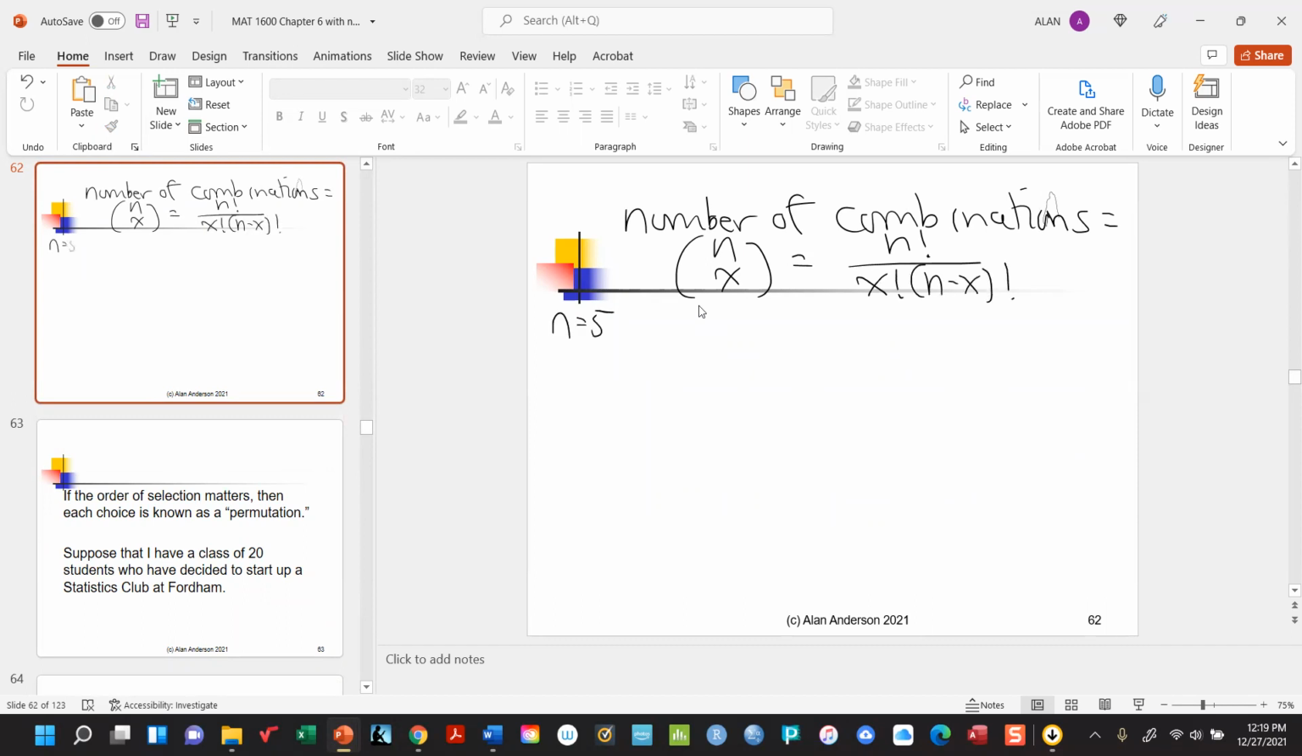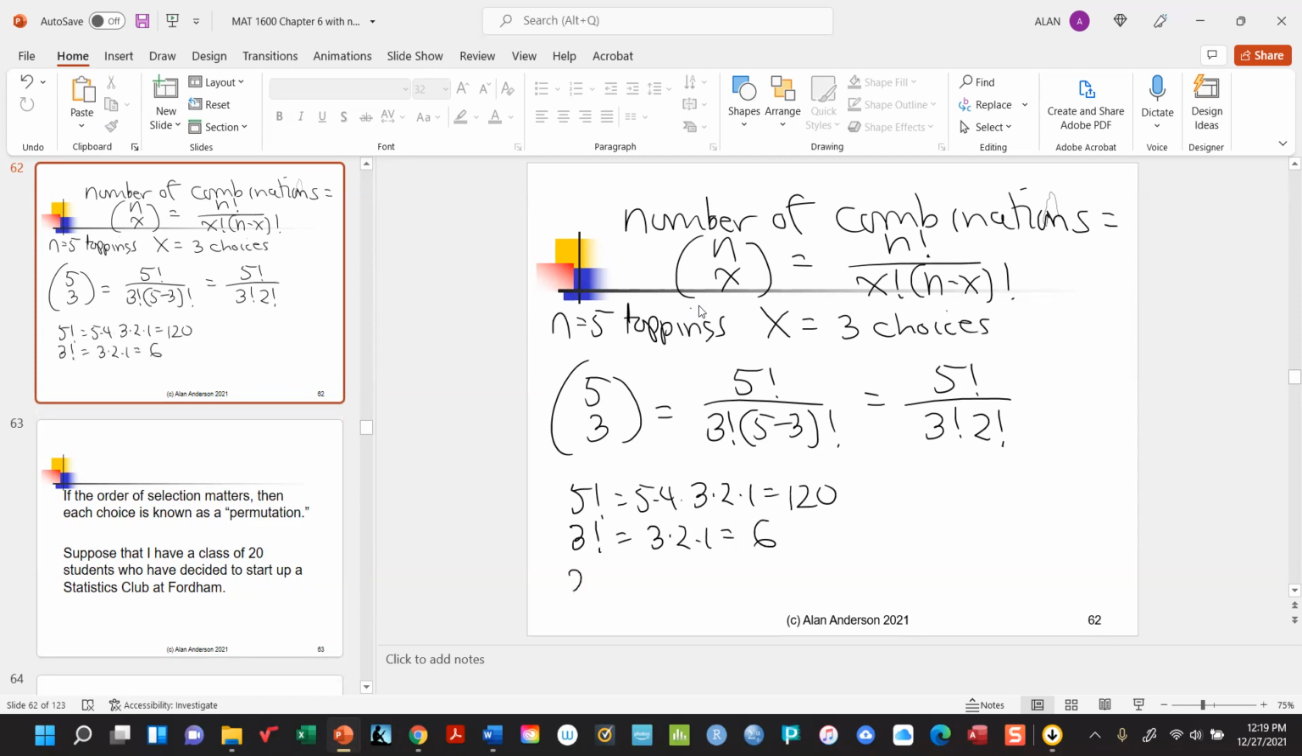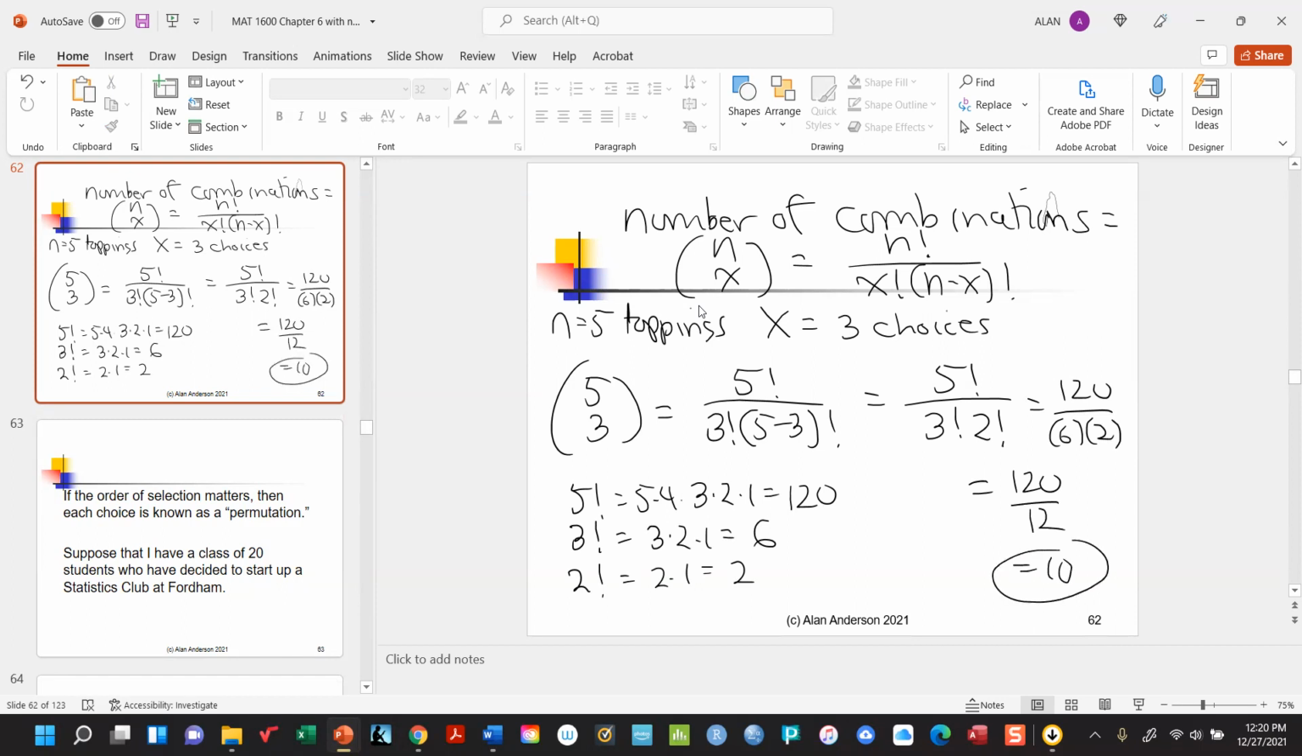And in this case, n is 5, and we're allowed to pick 3. So therefore, we have 5 factorial over 3 factorial times 5 minus 3 factorial. And if you remember from the way we define these, 5 factorial is 120, 3 factorial is 6, and 2 factorial is just 2. So when I plug these in, I get 10. What do you know? It is 10. So rather than trying to write out a list and possibly messing it up, we're going to just use the formula.